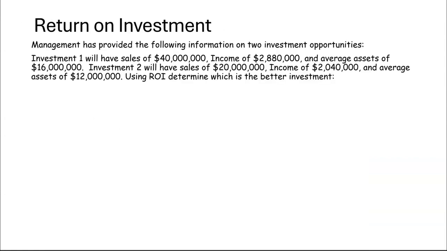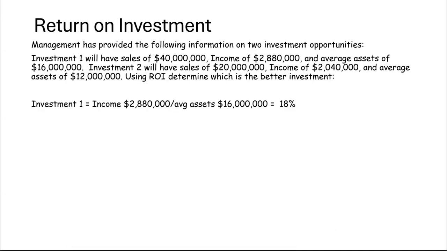All right, let's take a look at an example. We have investment 1 with sales of $40,000, income of $2,880,000, and average assets of $16 million. And then we have investment 2, with sales of $20 million, income of $2,040,000, and average assets of $12 million. Let's use return on investment to see which one is a better investment.